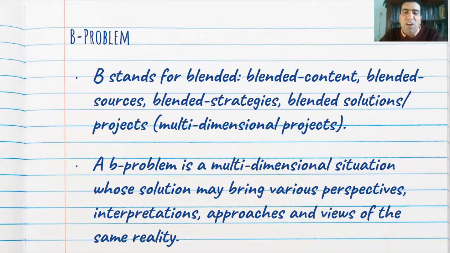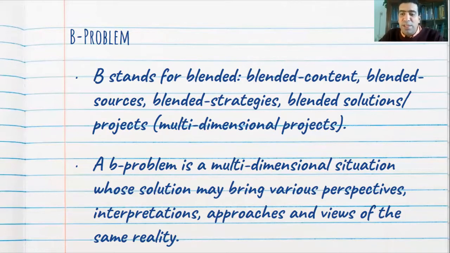So this idea of blending is related to several areas. We are blending the content because we are using content from different areas. And one thing that is important to know from the very beginning is that when we work with problems and when we work with projects, we are not going to have a subject vision. We are going to have a holistic vision. That means that whenever we have a problem or do a project, we have a multidimensional perspective of one issue.